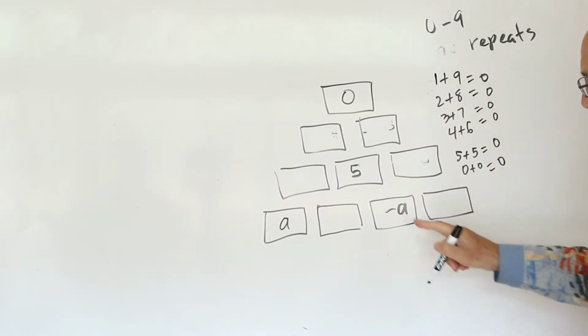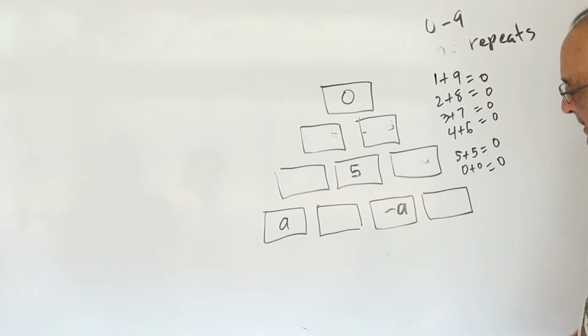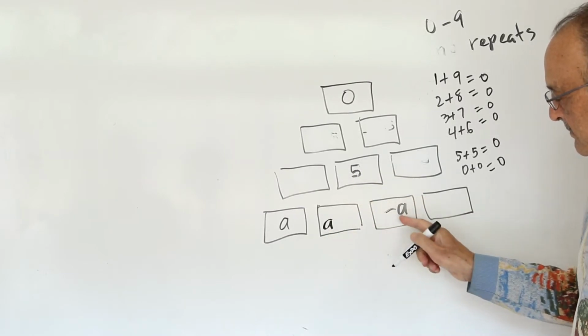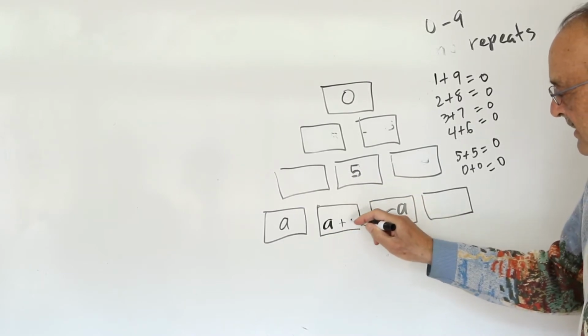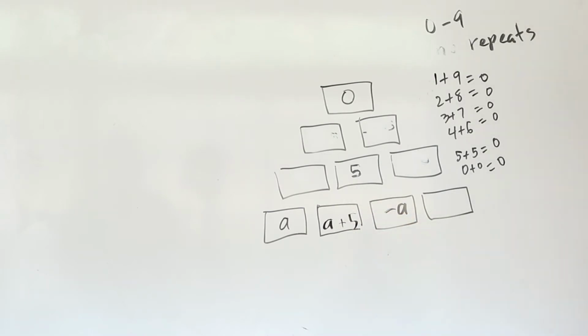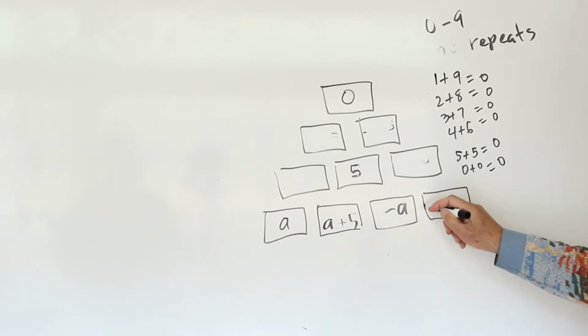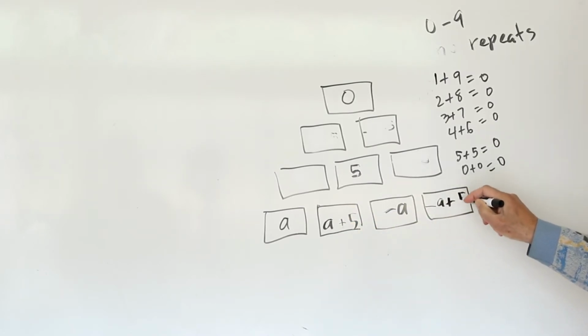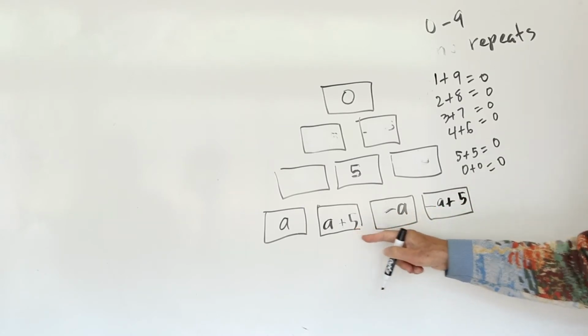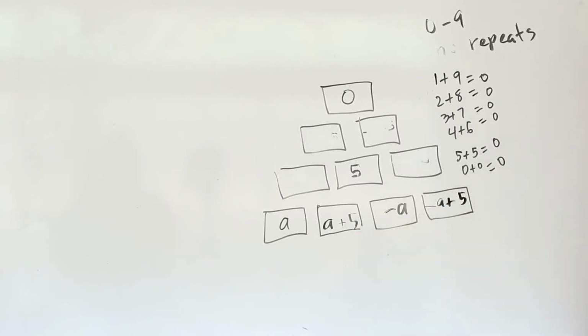So negative A plus something is 5. That's going to be A, which cancels negative A, plus 5. And we already figured out this is going to be the partner of this. So that's going to be negative A plus 5. So remember, 5 and 5 cancel because 5 and 5 is 10, which is equal to 0 mod 10.